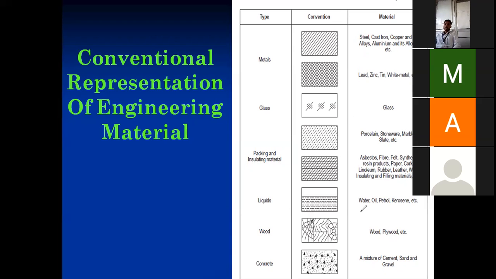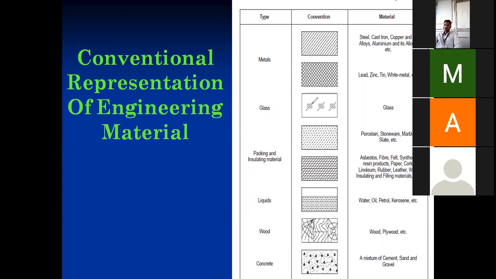Then packaging and insulating material. Packaging and insulating material is again of two types. One is porcelain, stoneware, marble, slate. And the second one is asbestos, fiber, felt, synthetic resin, product, paper, etc.